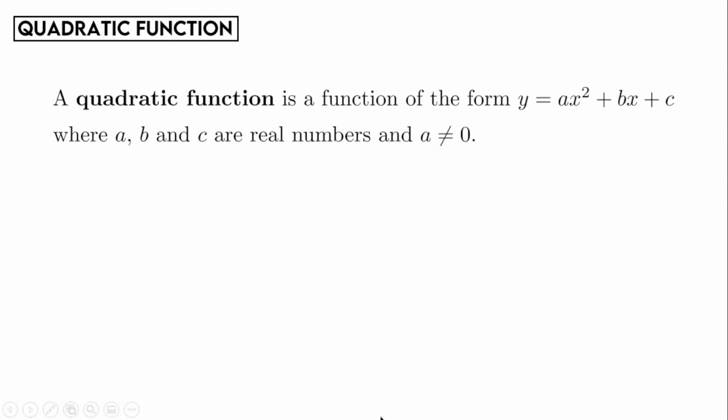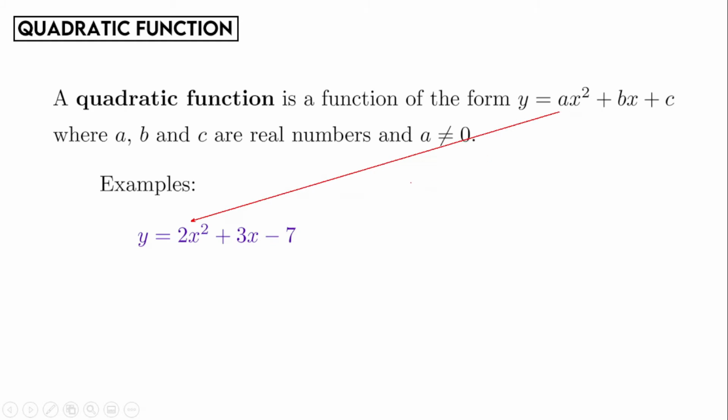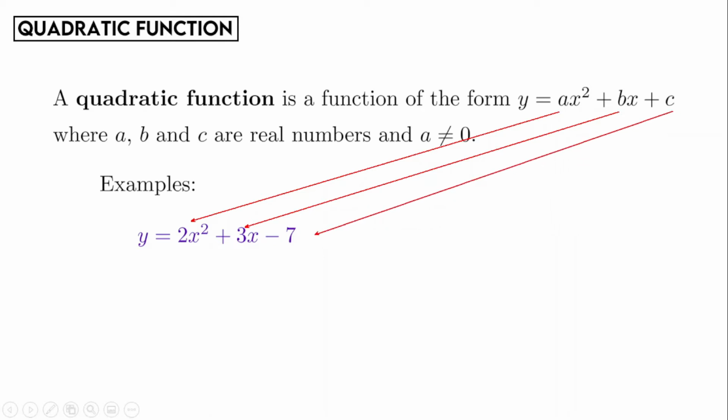So, mga halimbawa ng quadratic function, we have y equals 2x squared plus 3x minus 7. And observe that nasa form na yan na y is equal to ax squared plus bx plus c. And in the given, we have a is equal to 2, b is equal to 3, and c is equal to negative 7.